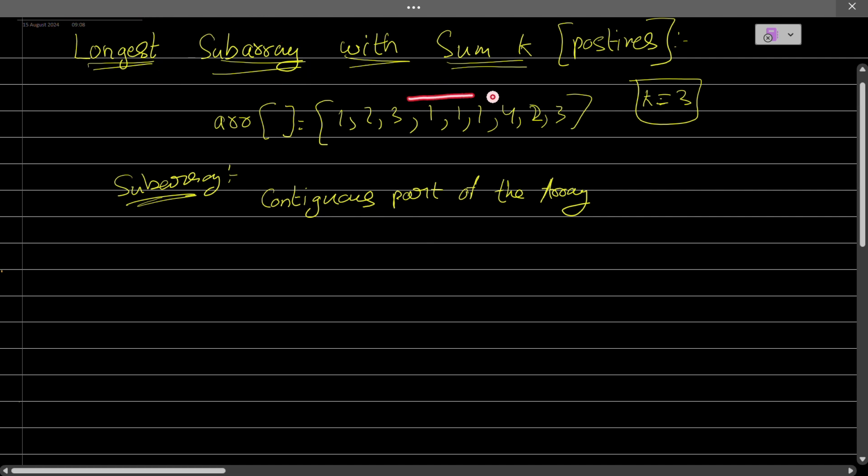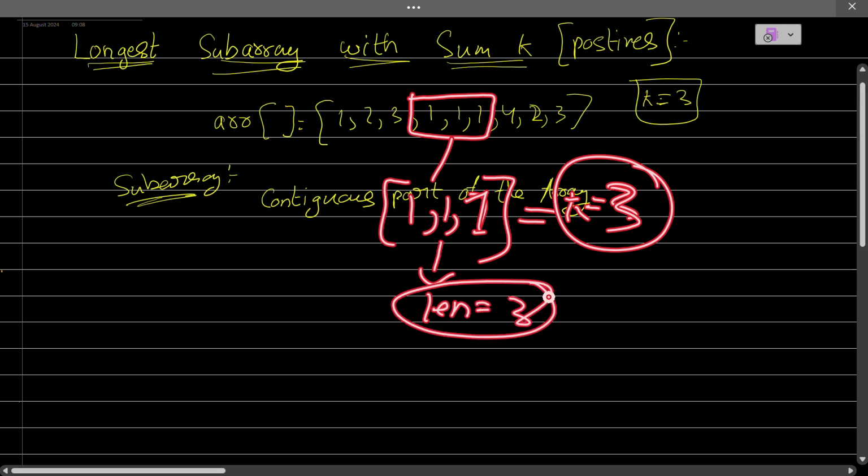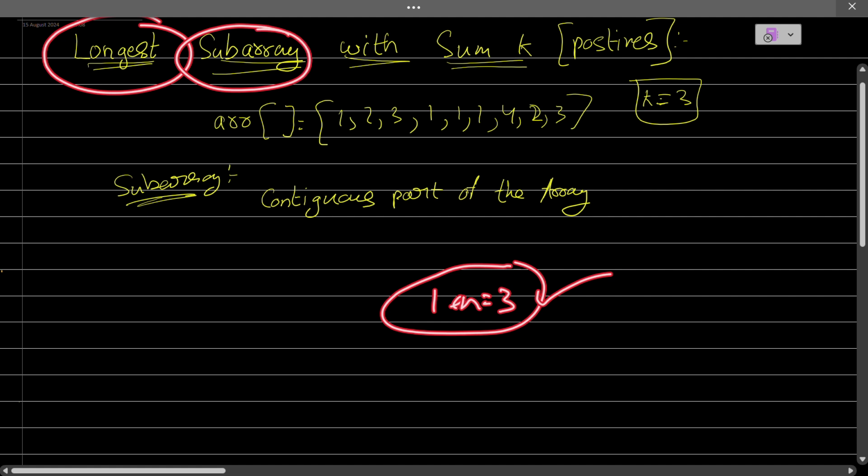Then I can say this is 1, 1, 1. The summation of this is k equals 3, yes, and the length is 3. So this is the correct length, this is the longest length. Then I can say this is the longest subarray.